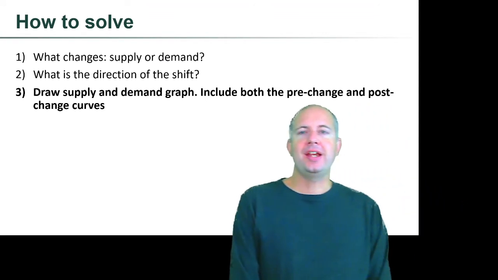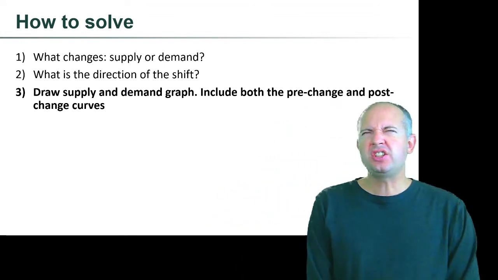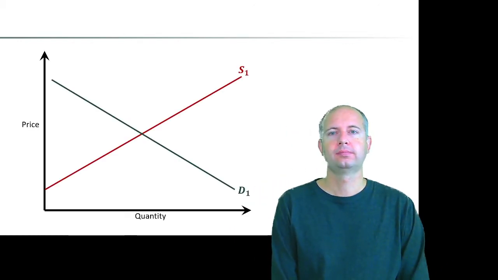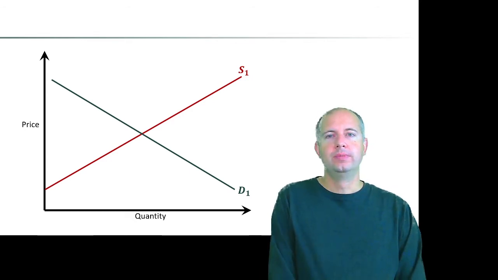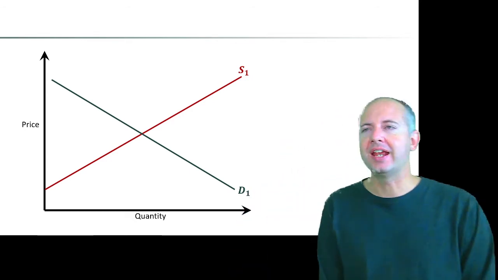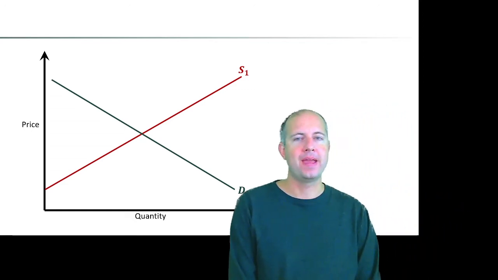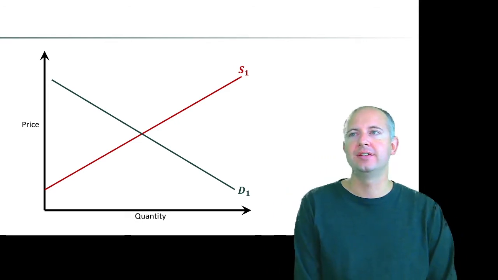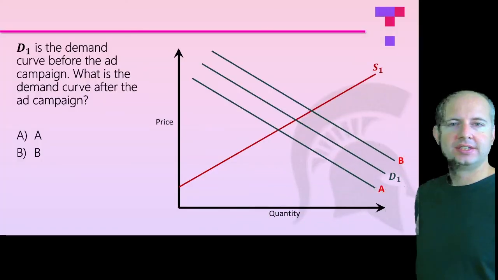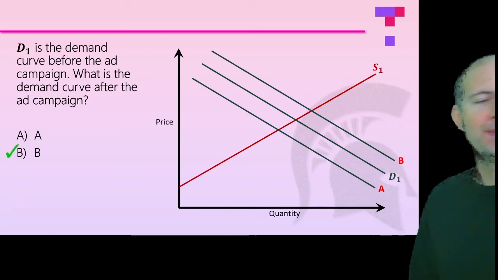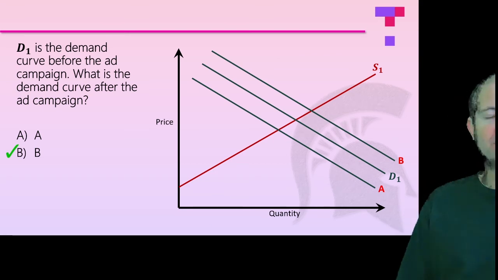Next, draw the supply and demand graph and include both the pre-change and post-change demand curves. So here we have our original supply and demand. Now we want to draw what demand looks like after the advertising campaign, which we said leads to an increase in demand. So D1 is the demand curve before the ad campaign. What is the demand curve after the ad campaign? The answer here is B. An increase in demand shifts it to the right from D1 to D2.